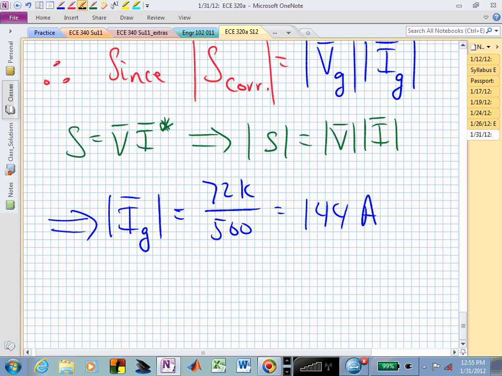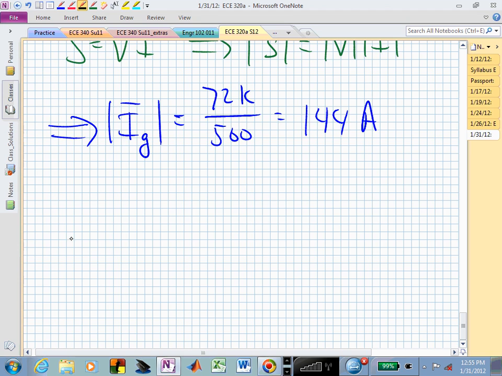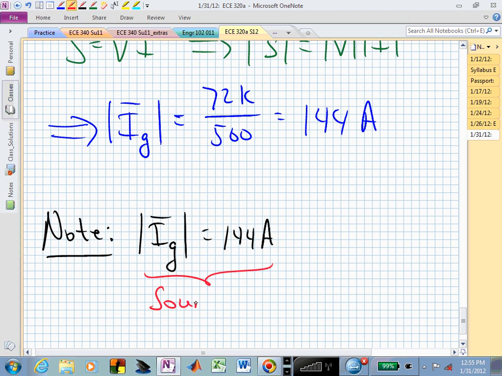If you're really paying attention, there's something that hopefully should be shouting at you. If you look at the magnitude of the supply's current, or the source current, and suppose we just compare that with load 1's current, what was load 1's current?